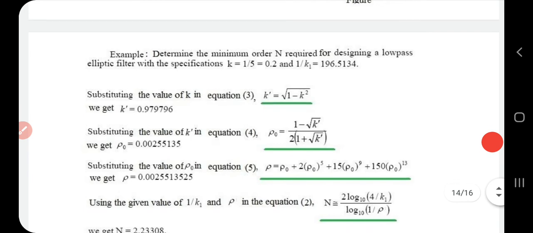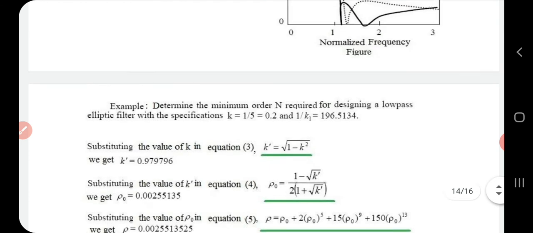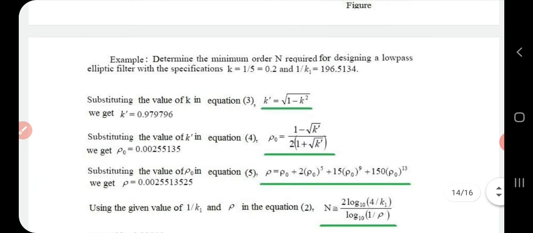Now this is the problem. You are given this, no need of studying, just go through it. If you are given a question, you can solve it. You are asked to determine the order of the filter, that is capital N, and you are given some filter specifications. That is, you are asked to design an elliptic filter with these specifications, where the selective parameter K is given as 1 by 5, that is 0.2, whereas the discrimination parameter K1 is given as this particular value.